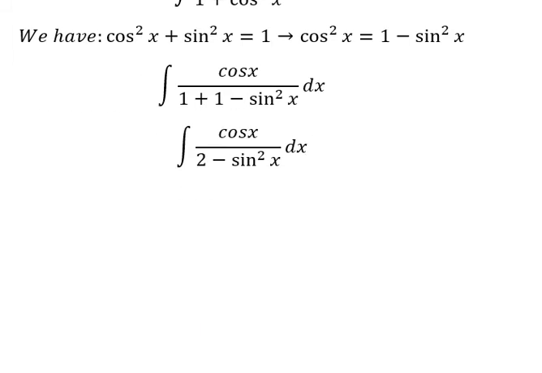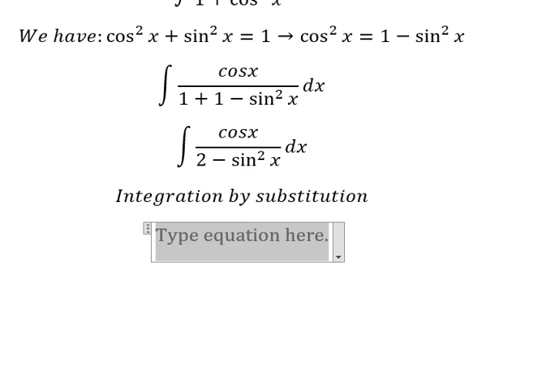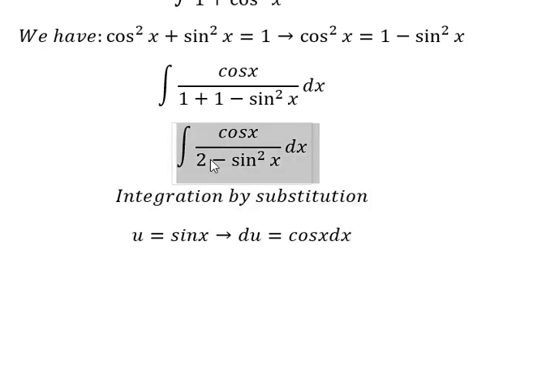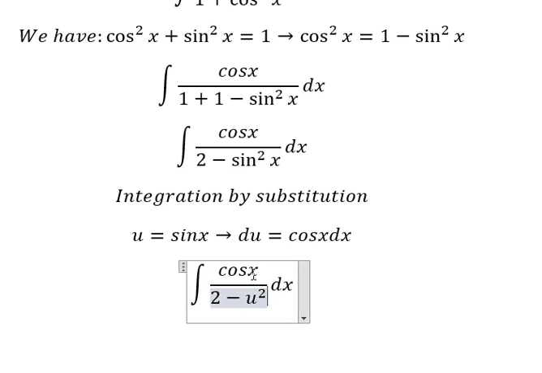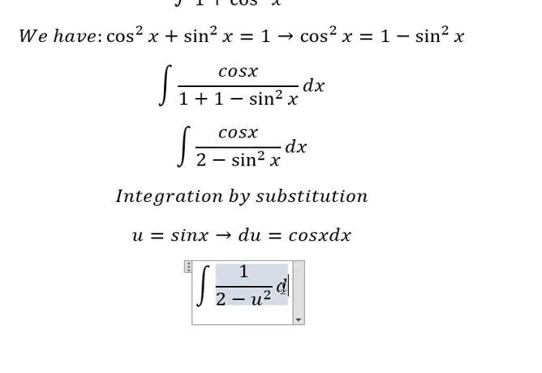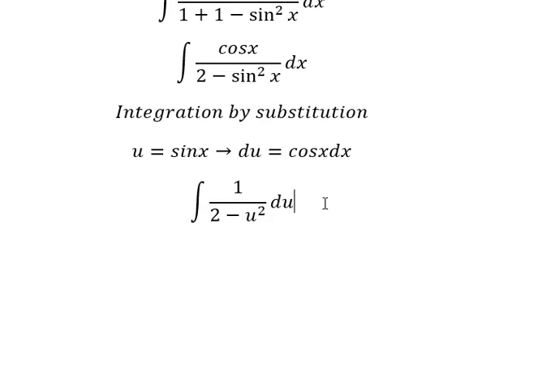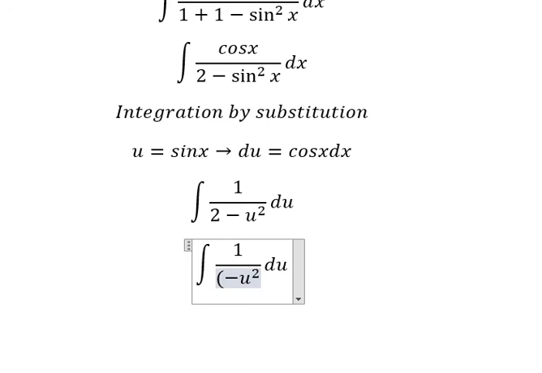Now we need to use integration by substitution. So I will put u equal to sine x. If I take the first derivative of both sides, we have du equal to cosine x dx. This one, we have u squared cosine x dx, which we change to du. Now about this one, number 2, that is the square root of 2 to the power of 2.